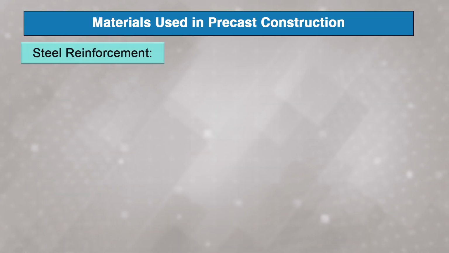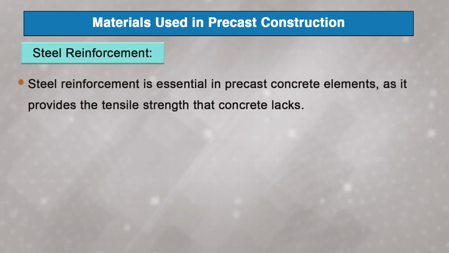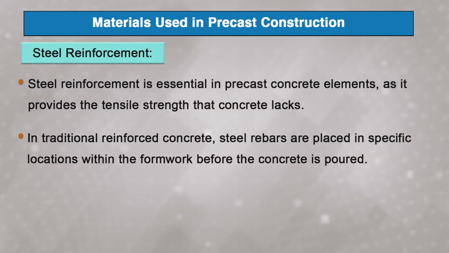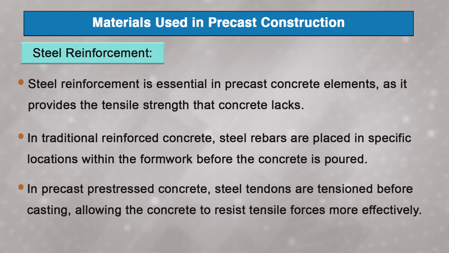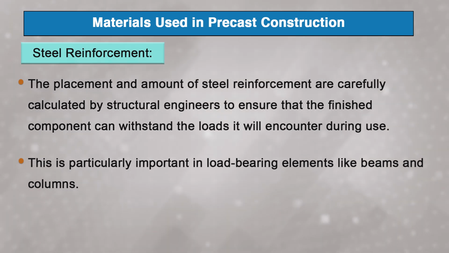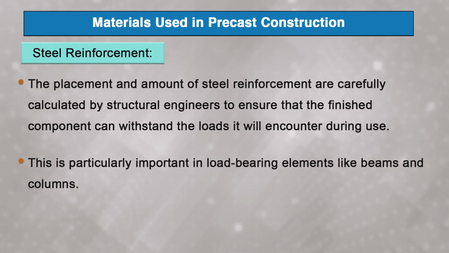Talking about steel reinforcement, it is essential in precast concrete elements as it provides the tensile strength that concrete lacks. In traditional reinforced concrete, steel rebars are placed in specific locations within the formwork before the concrete is poured. In precast pre-stressed concrete, steel tendons are tensioned before casting, allowing the concrete to resist tensile forces more effectively. If we talk about the technical insight, the placement and the amount of steel reinforcement are carefully calculated by structural engineers to ensure that the finished component can withstand the load it will encounter during use. This is particularly important in load bearing elements like beams and columns.